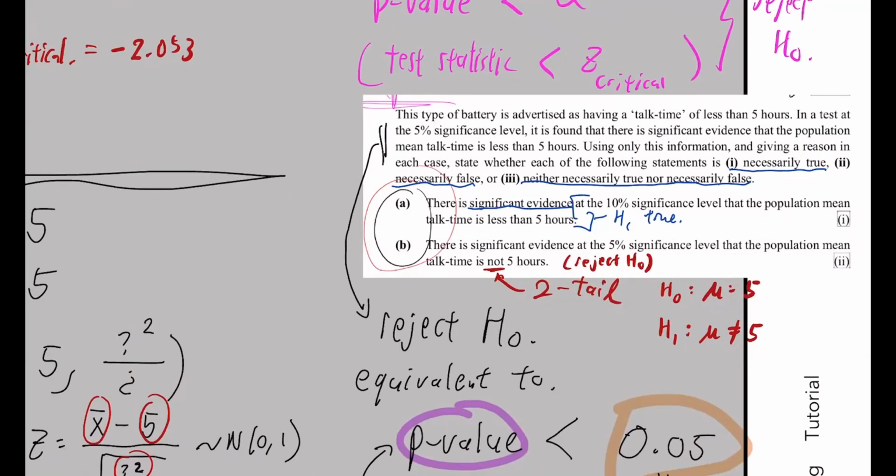Wait. Hold on. Let me think a bit. 5% level of significance. If we divide by 2, what are they doing here in the solution? They concluded that P2 is 2P1. Okay, let me share the solution first.